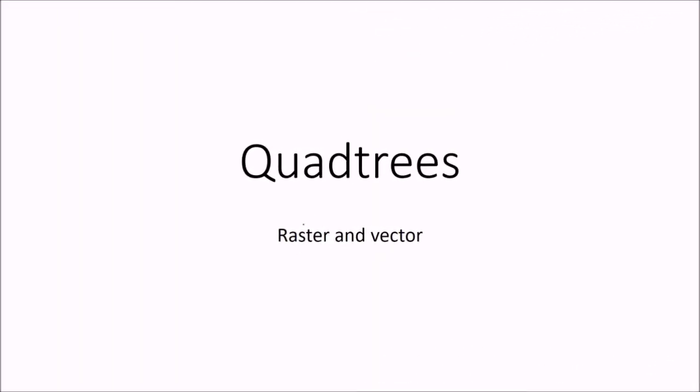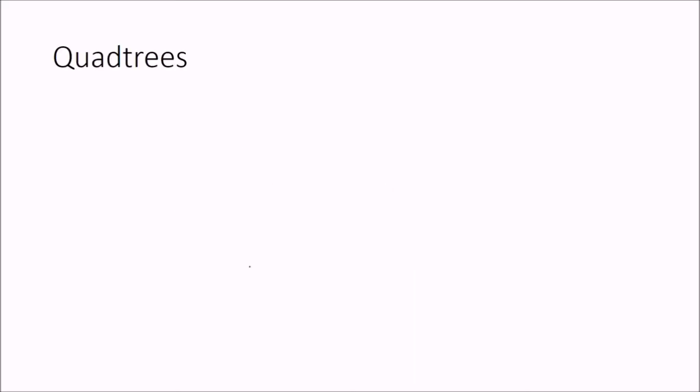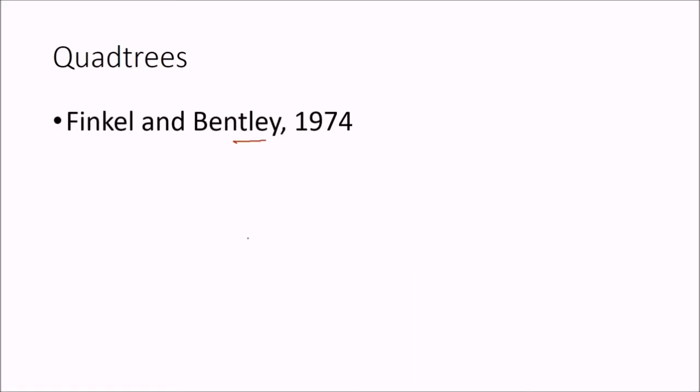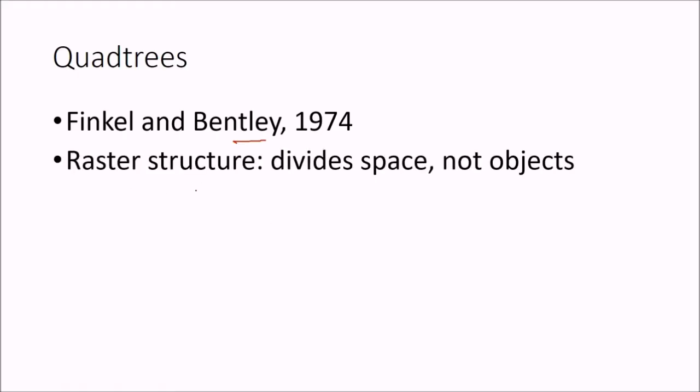So we are talking about quadtrees with respect to rasters and vectors. The quadtree, by Finkel and Bentley in 1974. The raster structure in a quadtree divides the space, not the objects. We'll see how we are going to devise it.